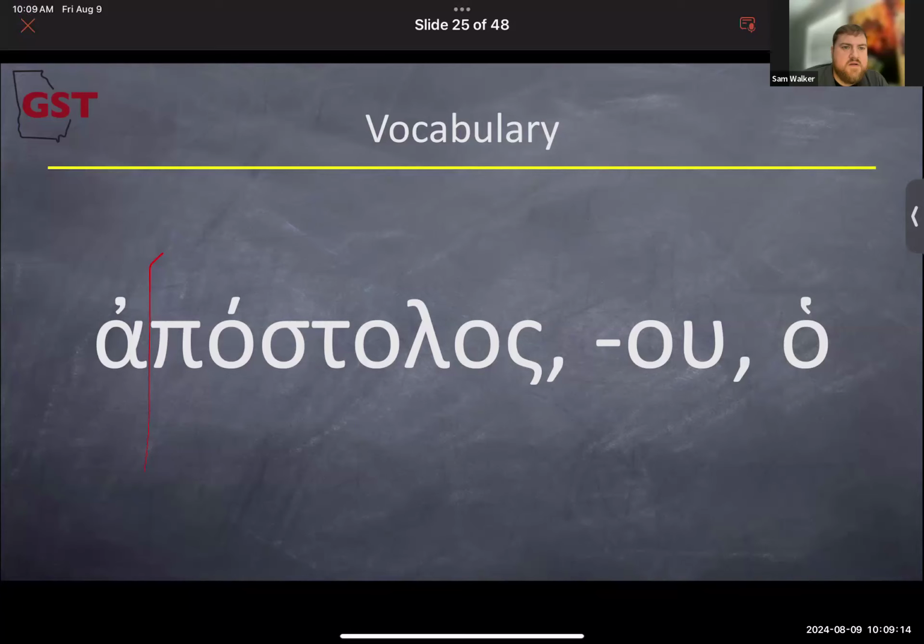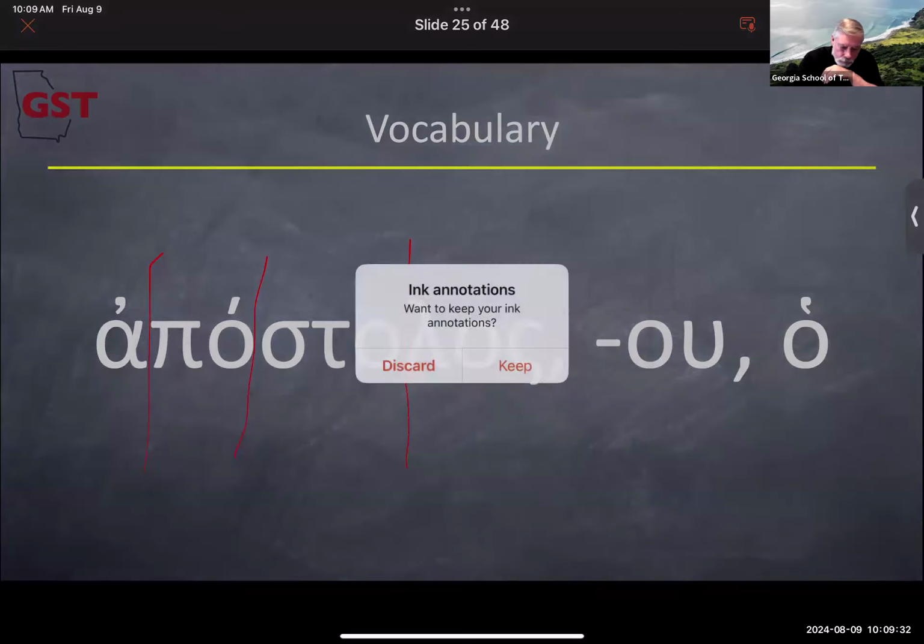And then after the omega again. And Apostolos. Very good. That's exactly it. Apostolos. What does that mean? Apostle. There you go. Right? Okay.